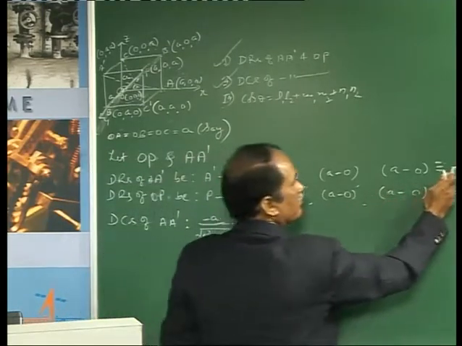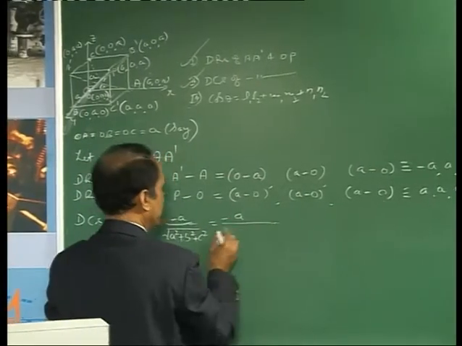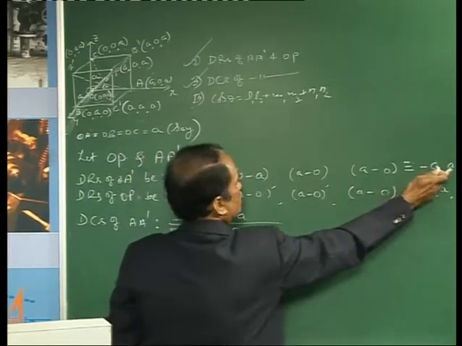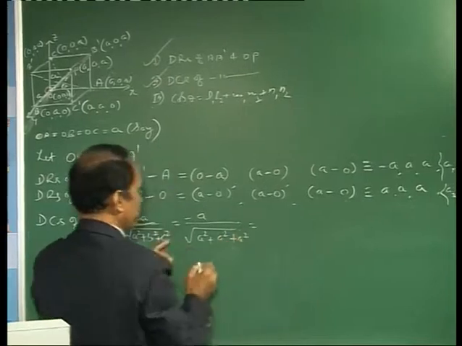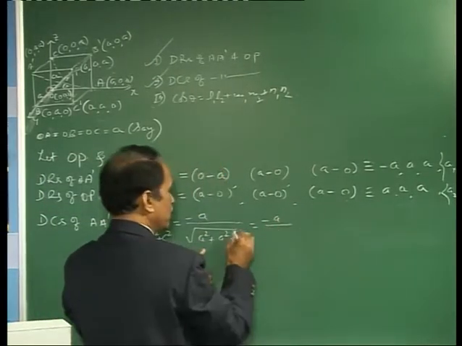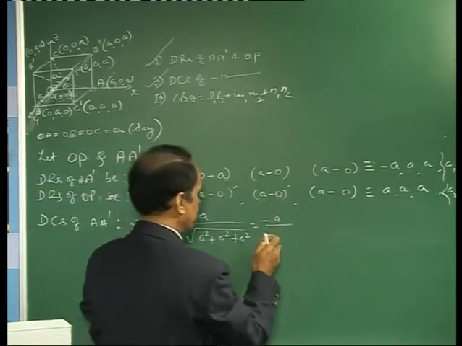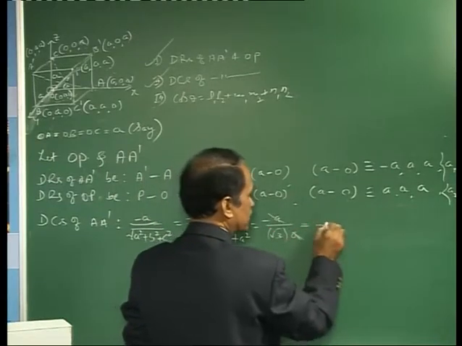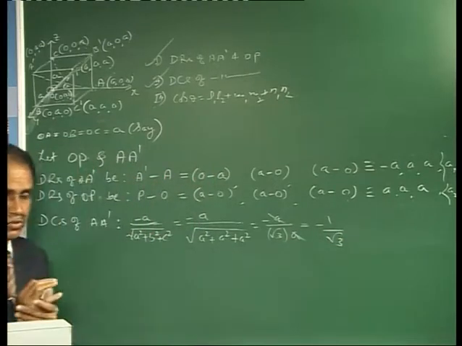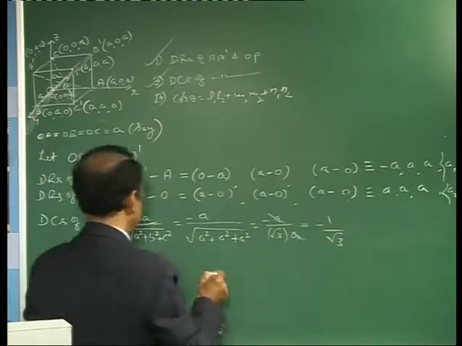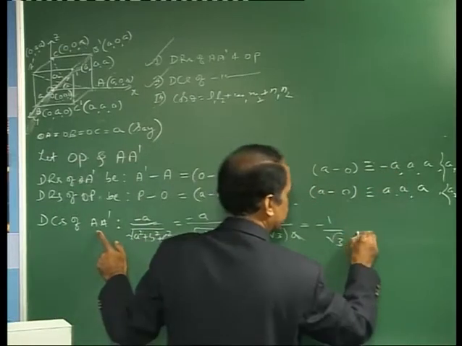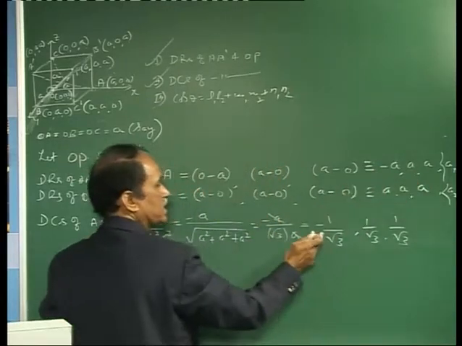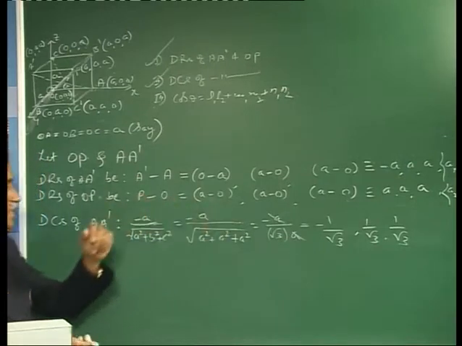This must be minus a divided by the square root of minus a square, that is plus a square, plus a square, and the third is also plus a square. So this becomes minus a divided by the square root of 3a square, therefore root 3 multiplied by a, and a cancels. It is minus 1 by root 3. Similarly the second and third numbers are 1 by root 3 and 1 by root 3, because both are plus and the first one is minus. In all three cases a cancels.